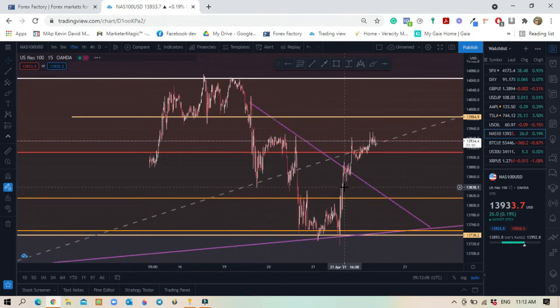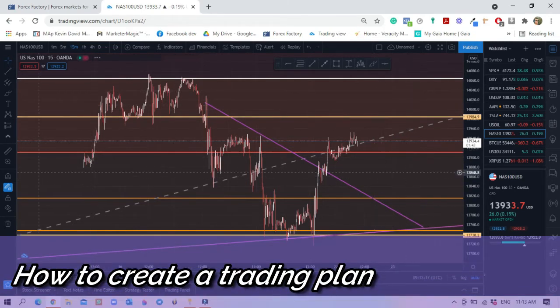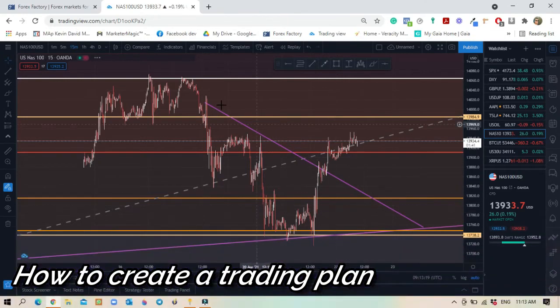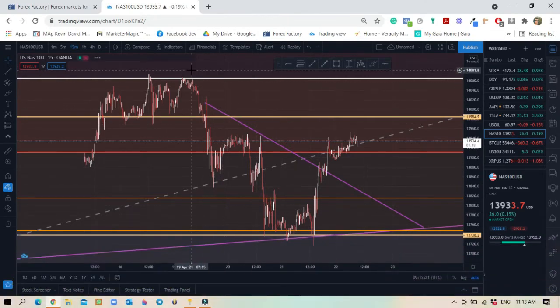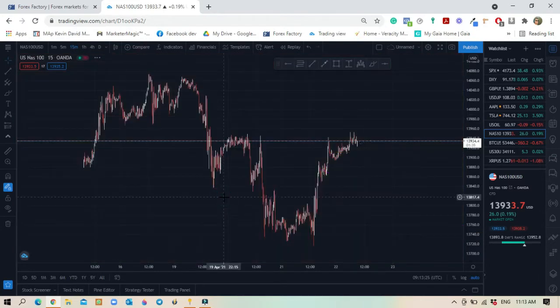So we have a lot of tech companies and we have incredibly strong companies that make up this industry. And that's why I like to trade it, because the volatility and movement is absolutely amazing. So without further ado, let me show you how you set up your trade. Okay, you need to have a trading plan, guys. So I'm just going to remove everything.